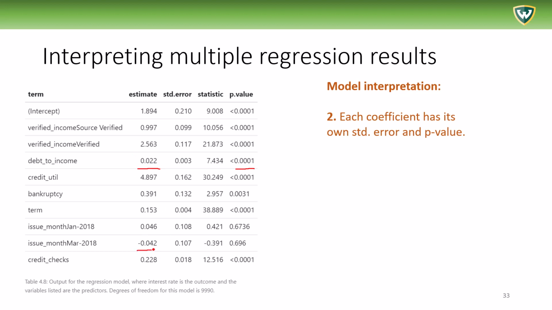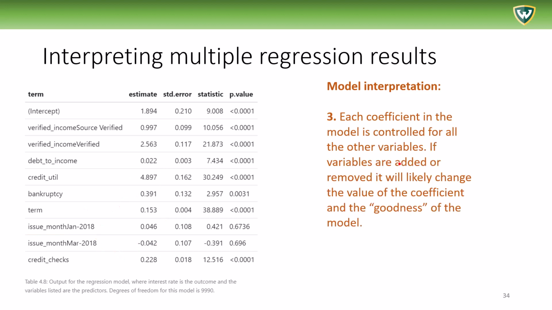Notice that we have one that is negative here. It's not significant, but it's negative. So that means that every unit increase in this variable is going to decrease the interest rate. It's the only negative one. All the other ones have a positive relationship.